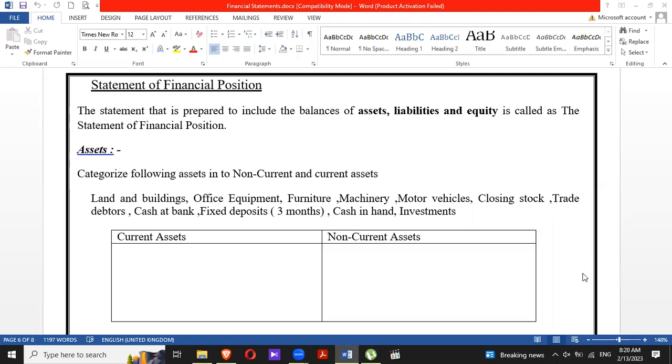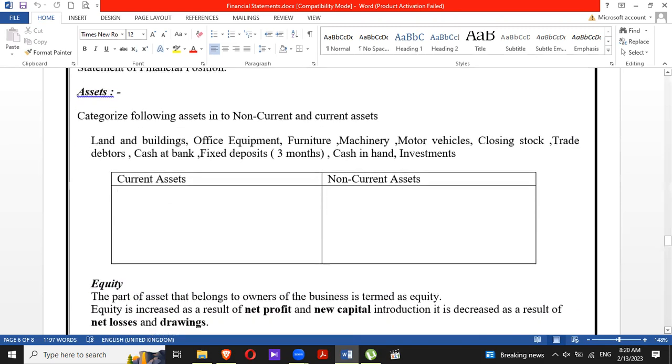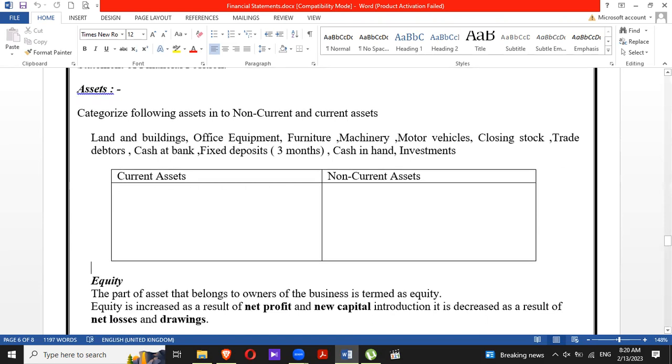So before that, we should learn what the asset, liability, and equity accounts are. Already you know those things. To refresh your knowledge, let's do this activity. Here I have given assets. First, we are going to identify what the assets are. Now you know the characteristics of assets. Basically, there are three characteristics. First, it arose as a result of a past transaction. Second, it can be controlled by the business. Third, future economic benefits flow into the business. Those are the characteristics of assets.